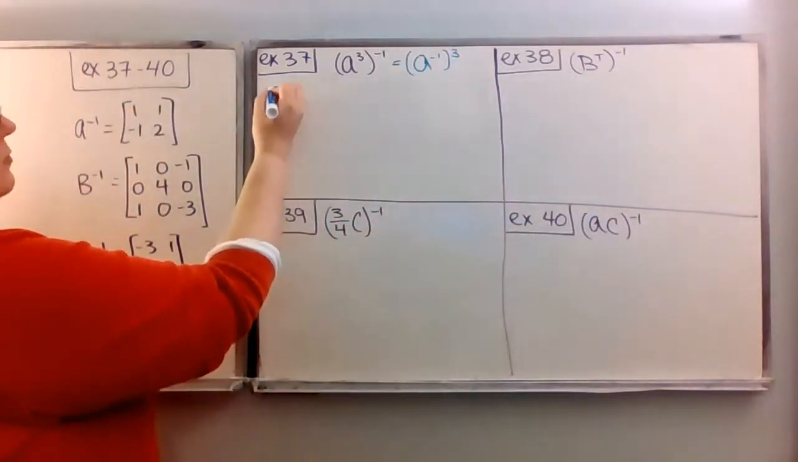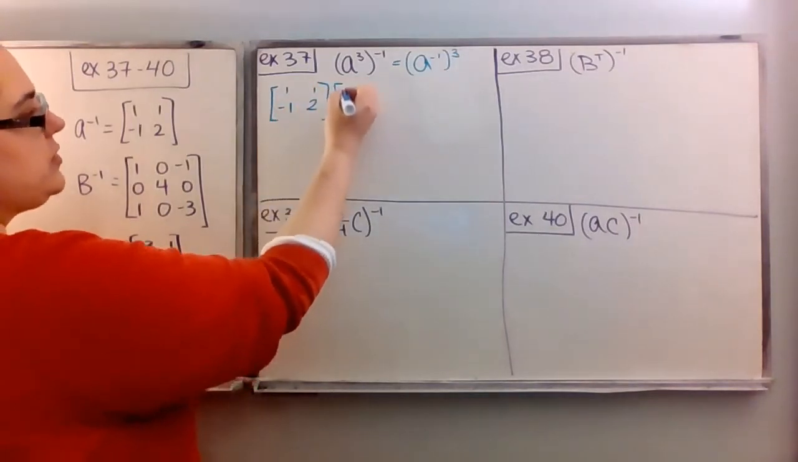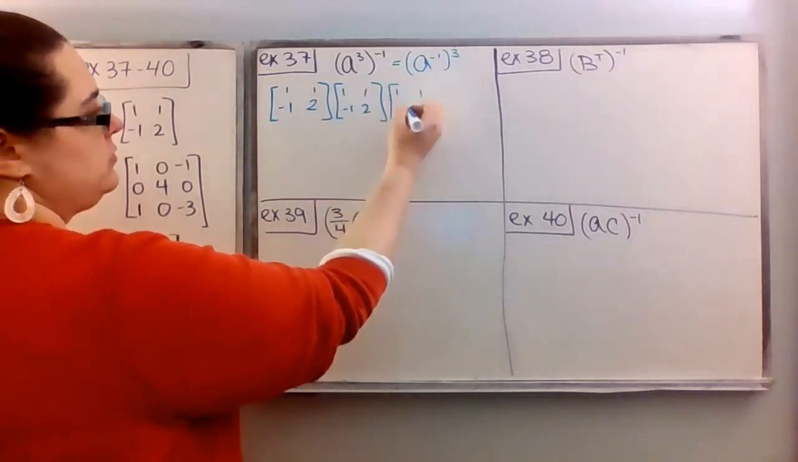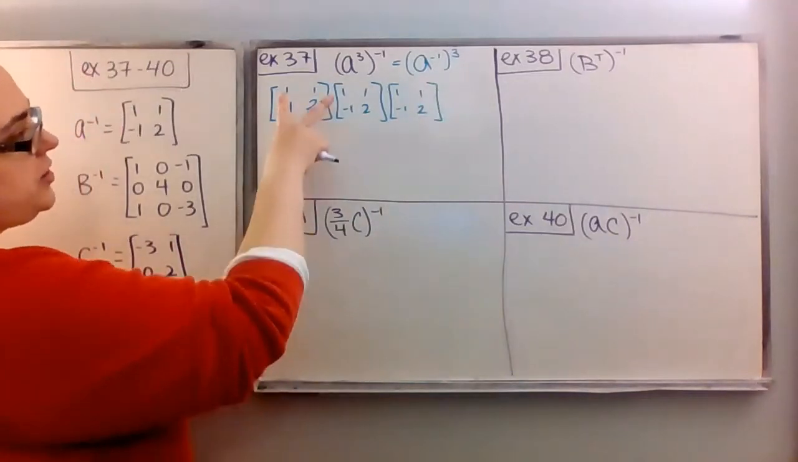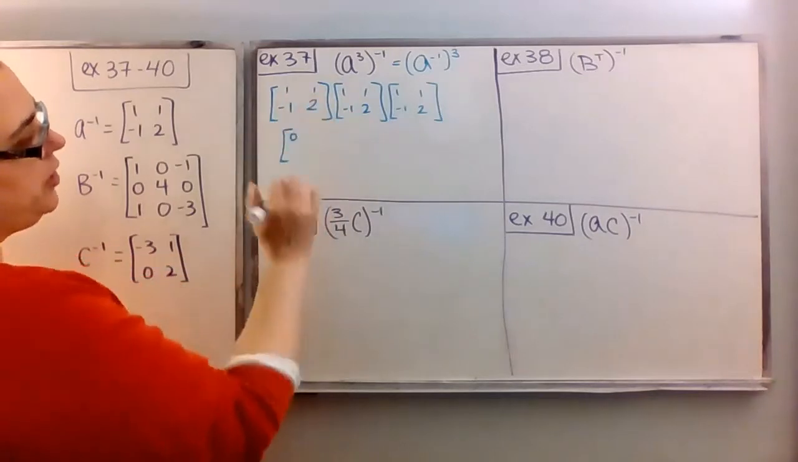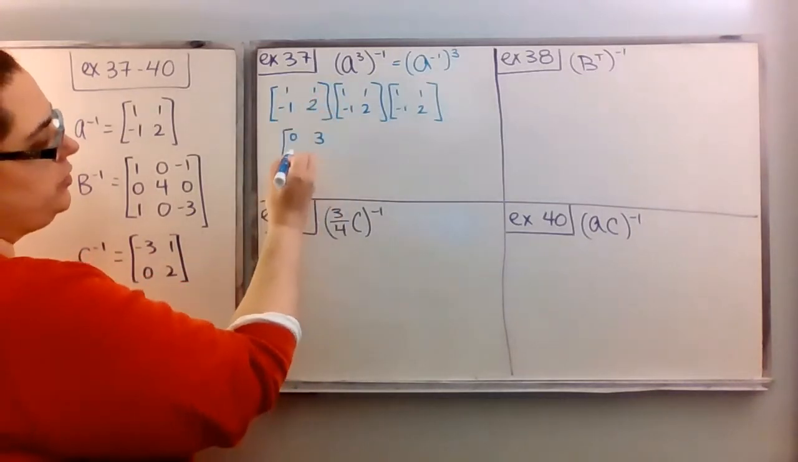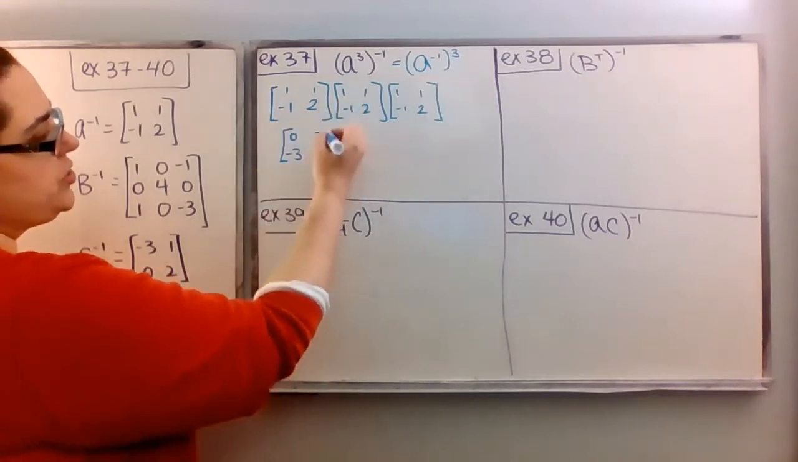So this is going to be 1, -1, 1, 2, 3 times. And then just multiply them out. So this is going to give me 1 - 1, which is 0. 1 + 2, which is 3. -1 - 2, -3. And then -1 + 4, which is 3.